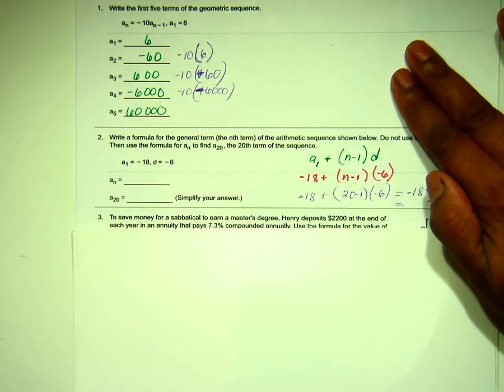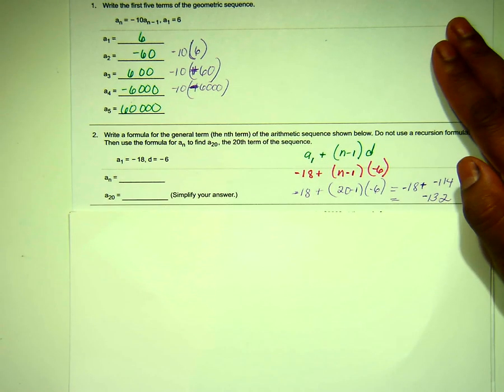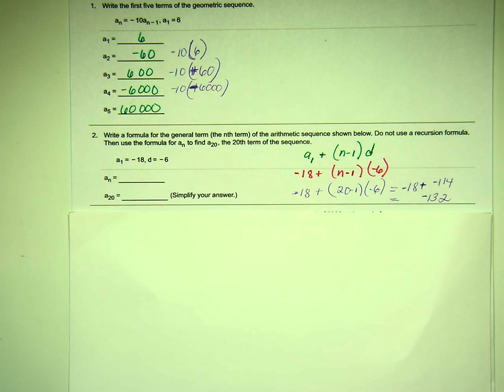Your next example, still dealing with a sequence, but this is dealing with an arithmetic sequence, meaning that your constant is going to be either a subtraction of a number or the addition of a number. So notice right here, your constant is going to be negative 6, but you're starting off with negative 18.